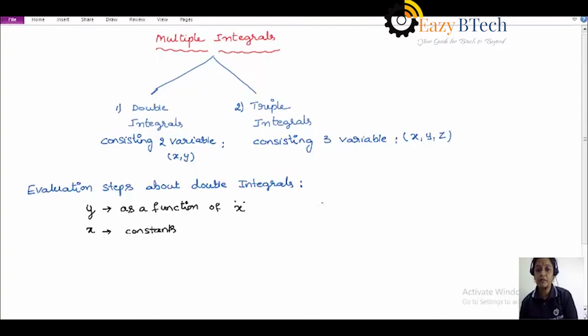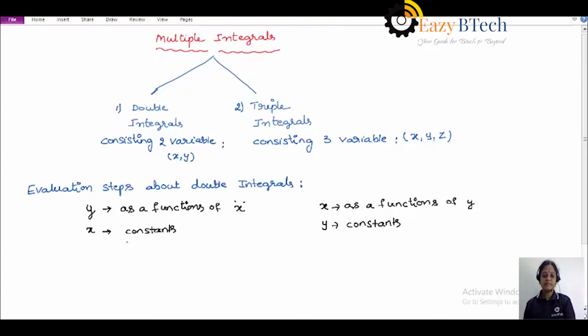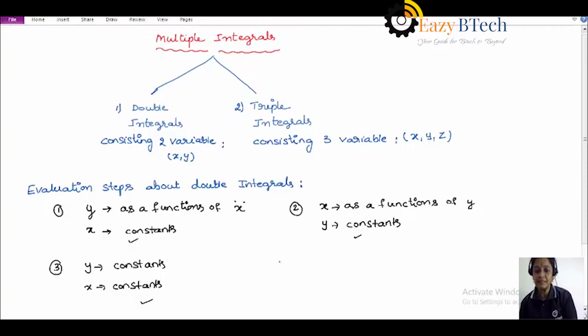This is one way. Or, x limits are functions of y, and y limits are constants. So one way is y limits as functions of x and x limits constant, and another way is x limits as functions of y and y limits constant. The third one is that y limits are constants and x limits are also constants.